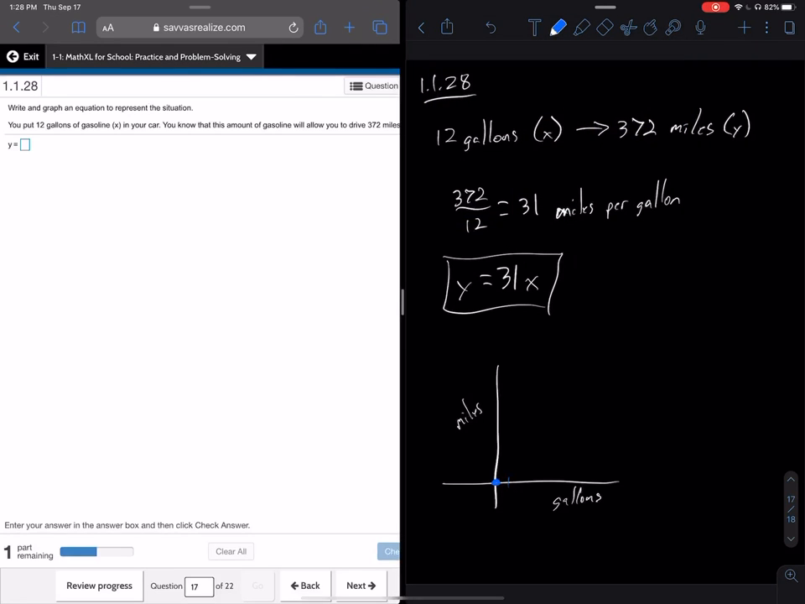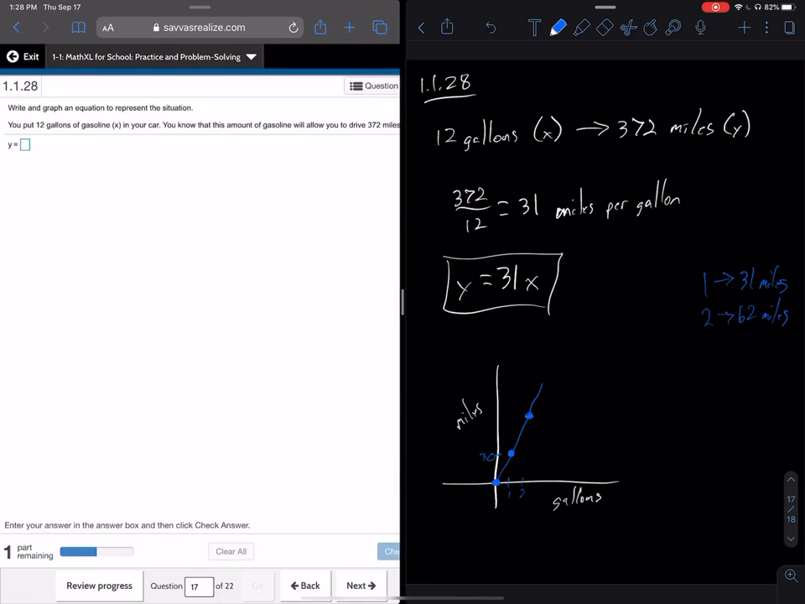Now, what happens when we go with 1 gallon? Well, 1 gallon nets us 31 miles. So let's say this is 30, let's go by 30s. 1 gallon will get us 31 miles, so a little bit above that. 2 gallons will be 2 times 31, so that would be 62 miles. So 2 would get us somewhere up here. Again, just a sketch, not going to be perfect.